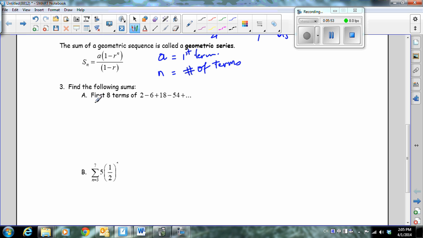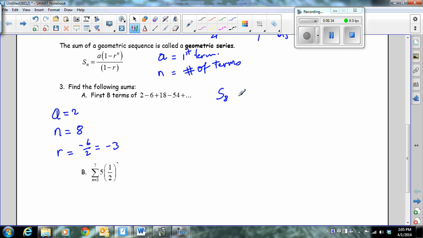Let's look at problem number 3. It says find the following sum: the first 8 terms of 2, -6, 18, -54. We want the sum, S8. What we're looking for is S8. We have the first and second terms, so we can identify a first. a is equal to 2. We know n is equal to 8 because they're asking for the first 8 terms. And r is equal to -6 over 2, which is -3.